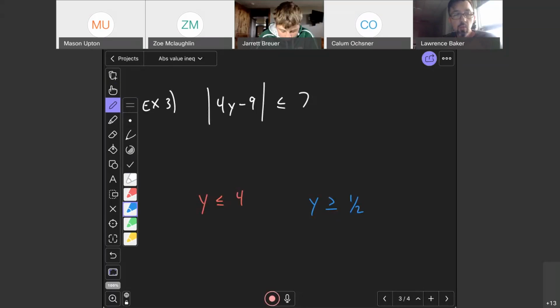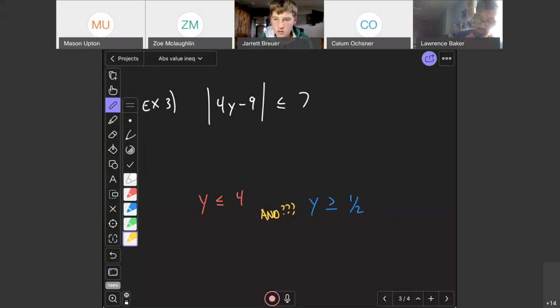I need help getting down to y is less than or equal to 4, or y is greater than or equal to 1/2. Okay. So is this an and or an or? Why is it an and, Kenzie? Okay. So she's saying the number can be less than 4 and greater than 1/2.